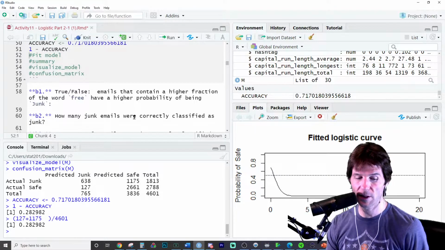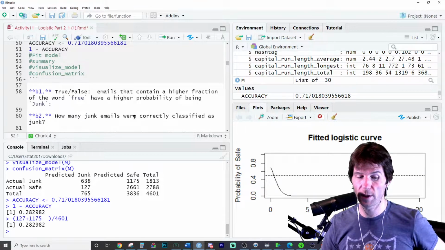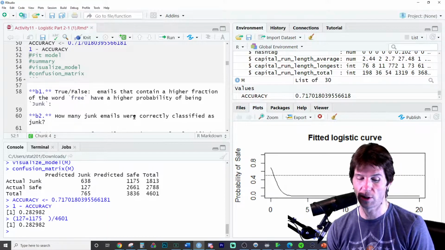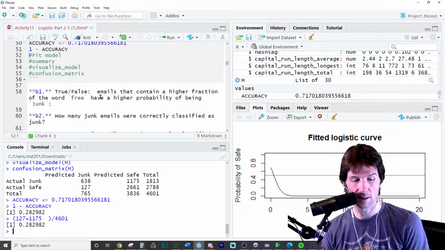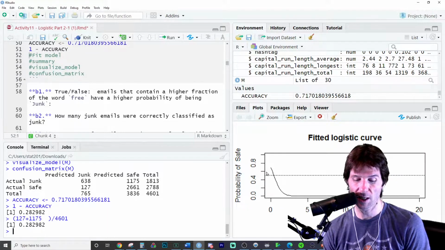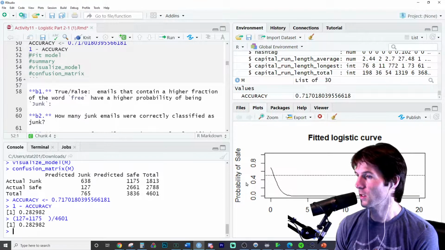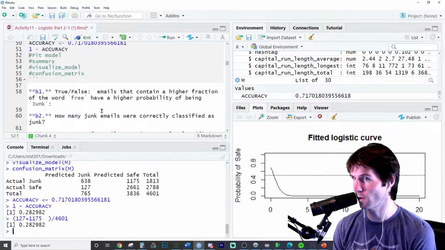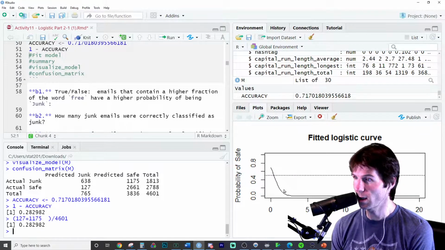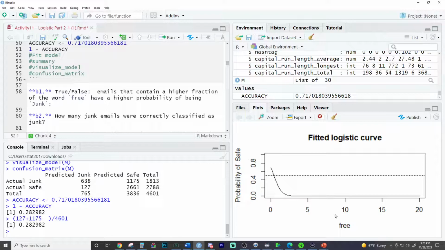True or false, the emails that contain a higher fraction of the word free have a higher probability of being junk. Correct. Emails that have higher fractions of the word free have a higher probability of being junk because they have a lower probability of being safe. So higher probability of being junk is lower probability of being safe.